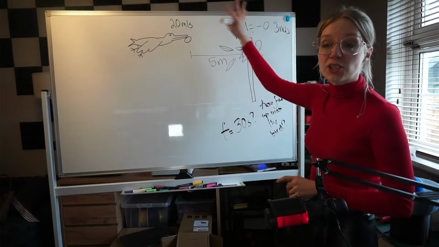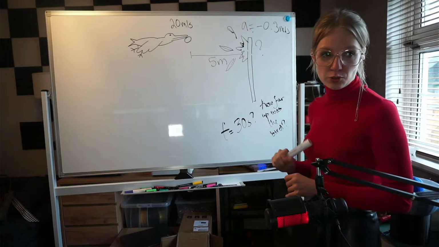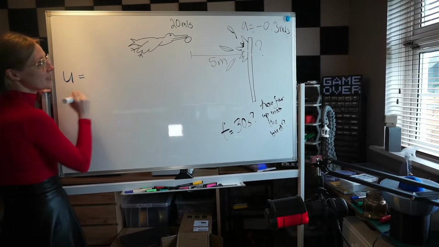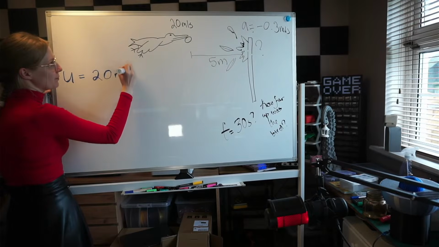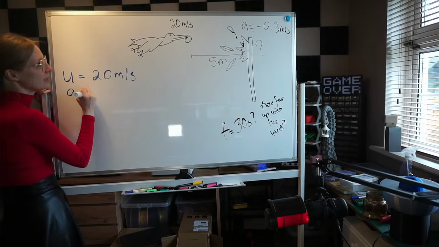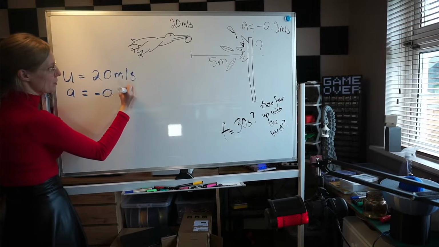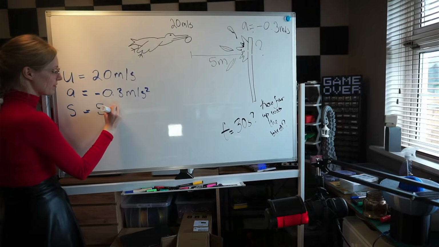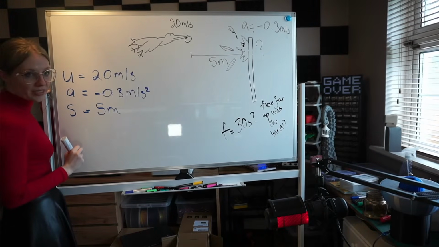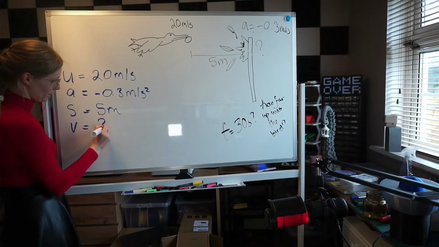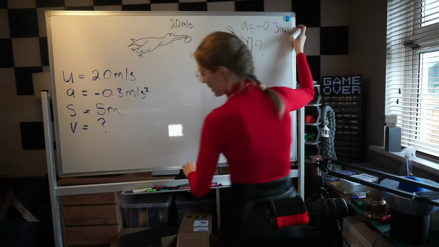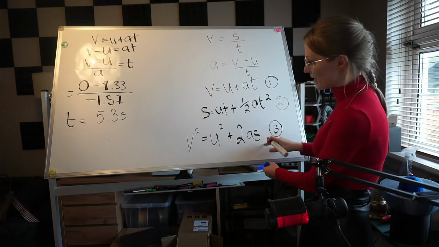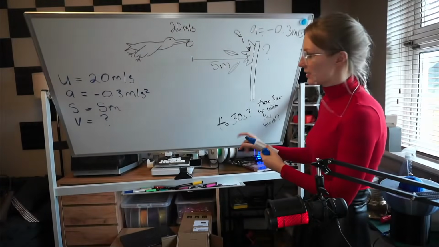Okay, first problem. This is actually one separate story to the other, so we'll treat this story first. Our initial speed, u, is equal to 20 meters per second. Our acceleration is equal to minus 0.3 meters per second squared. And s is equal to 5 meters. What is the speed of the bird when it went splat? That's the question, basically. So let's look at our equations. We have u, a, and s, and we're looking for v. The third equation is great.